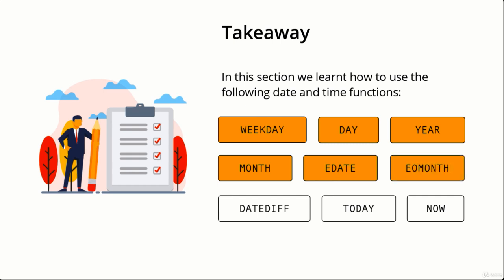EOMONTH returns the last date of the month ahead or prior to the specified number of months. DATEDIFF returns the difference between two given dates in the chosen unit. Today returns today's date, and now returns the current time.